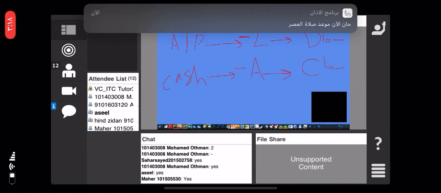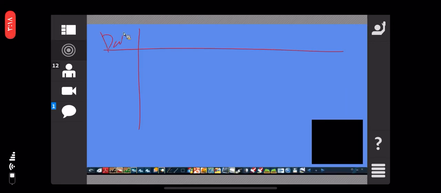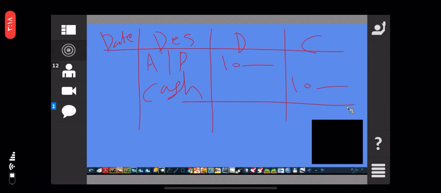As accounts payable. Okay, so we will go to prepare the entry. Entry, date, description, debit, credit. Accounts payable, debit; cash, credit; 10,000, 10,000. Clear?